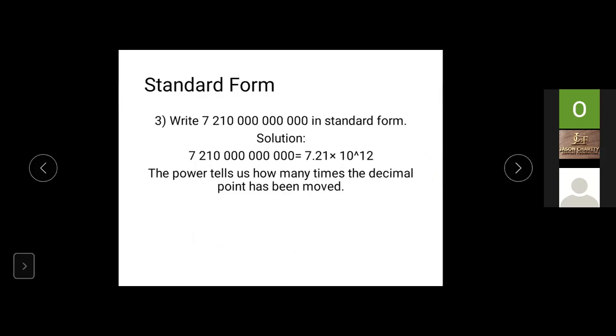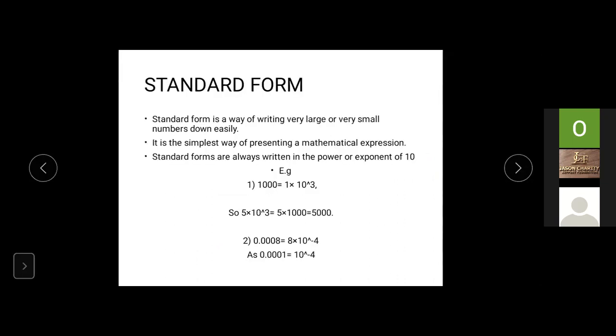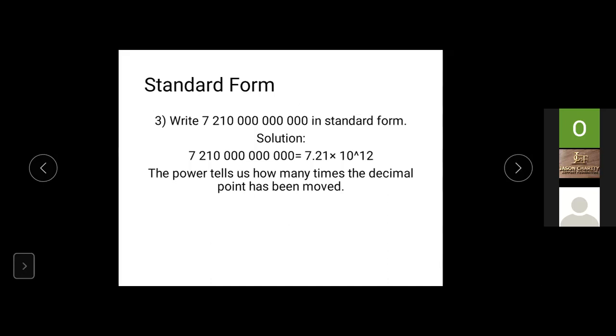Now we also write this number 7,210,000,000,000 in standard form. Writing it out in standard form, it is written as 7.21 times 10 raised to the power of 12. Now, how do we know these powers? Just like I said, how do we know 0.0001 is equal to 10 raised to the power of minus 4? The power tells us how many times the decimal point has been moved.